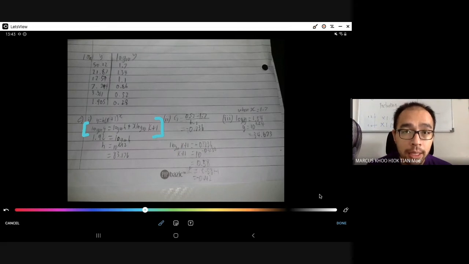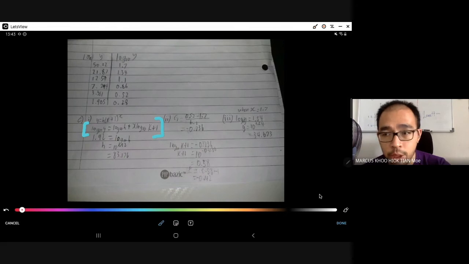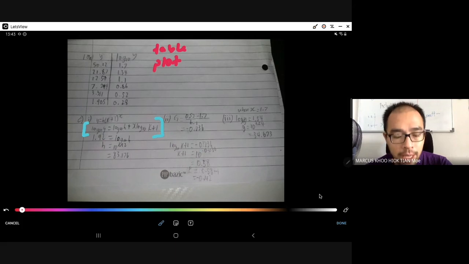One thing that I want to note over here, and this is something that I just taught my Form 4 students, and I want to remind you about this: no matter what level you're at, the very basic stuff is you must be able to do the table. You must be able to plot the graph. You must be able to draw the best fit line of the graph. Everybody must be able to do this very bare minimum.